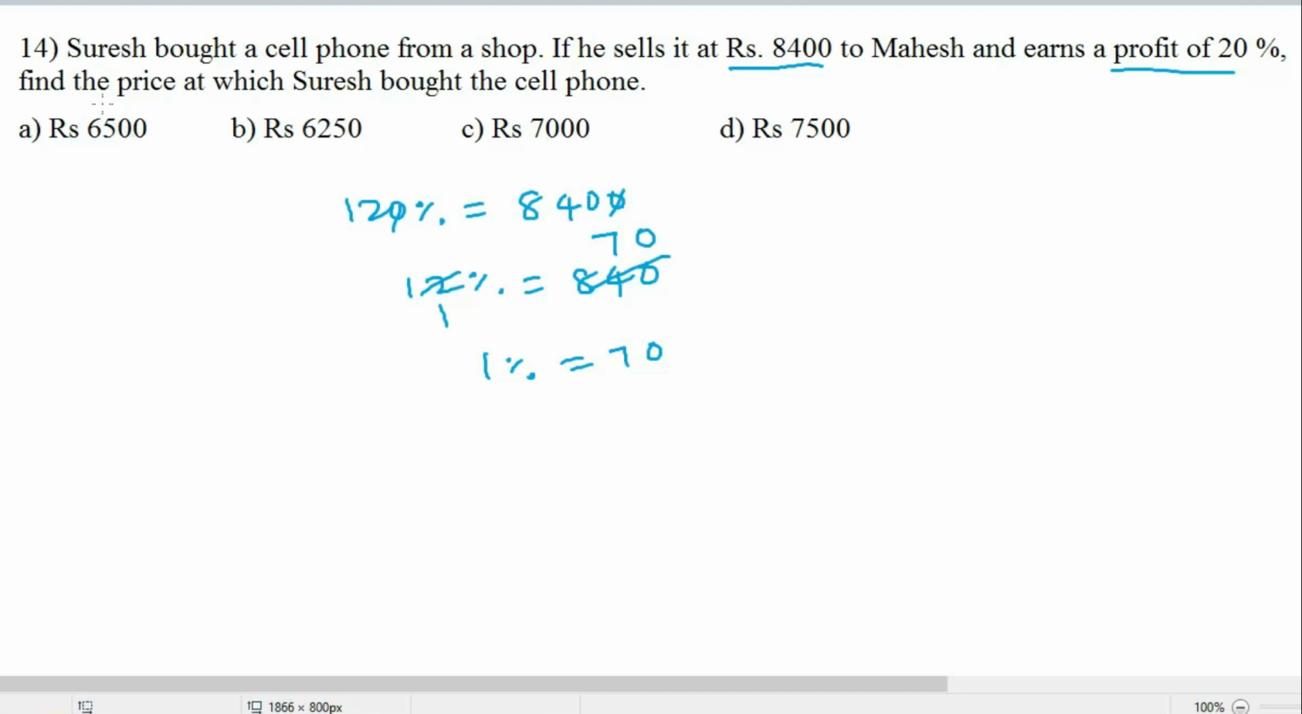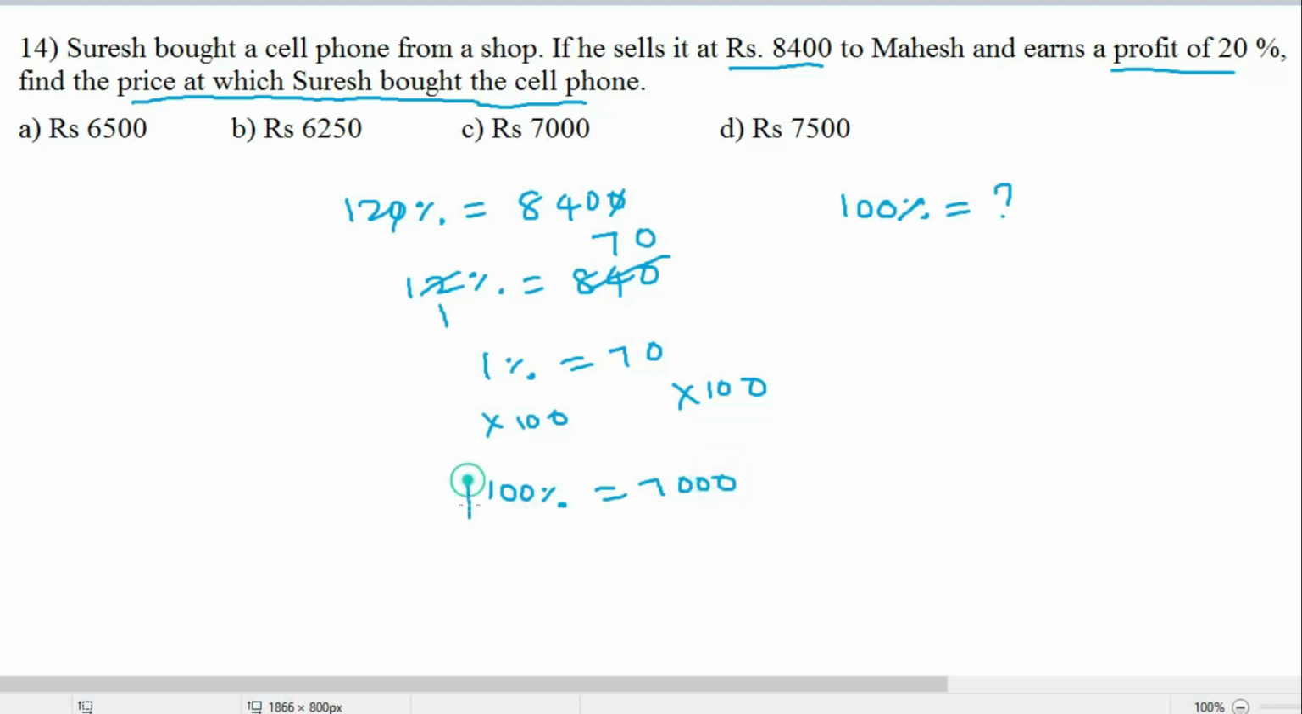Find the price at which Suresh bought the cell phone. That means cost price. Cost price of the cell phone is 100% equal to question mark. 1% equal to 70. 100% equal to, into 100 left side and into 100 right side. 100% equal to 1 into 100, 100%, 70 into 100, 7,000. Option C.